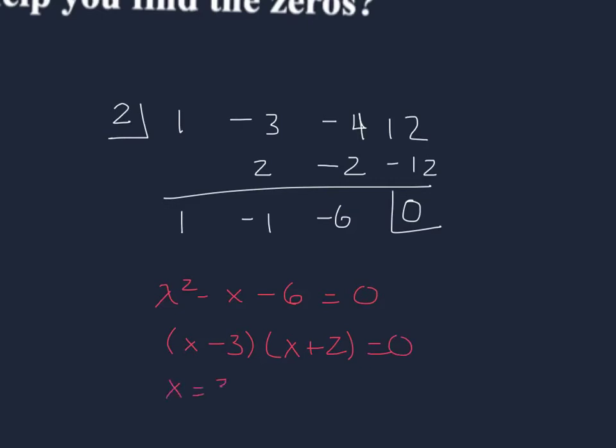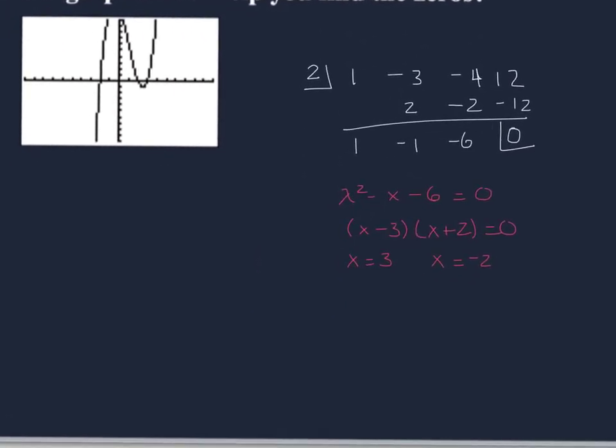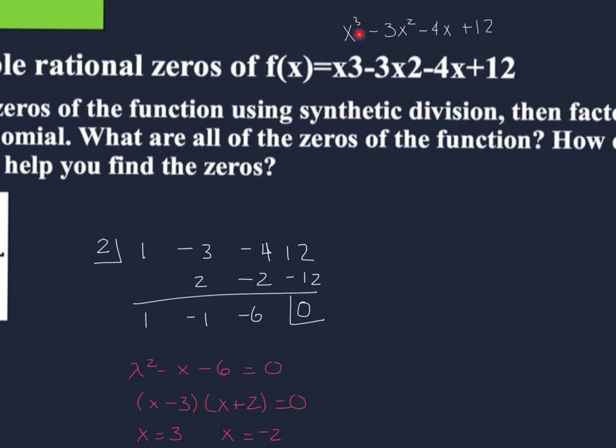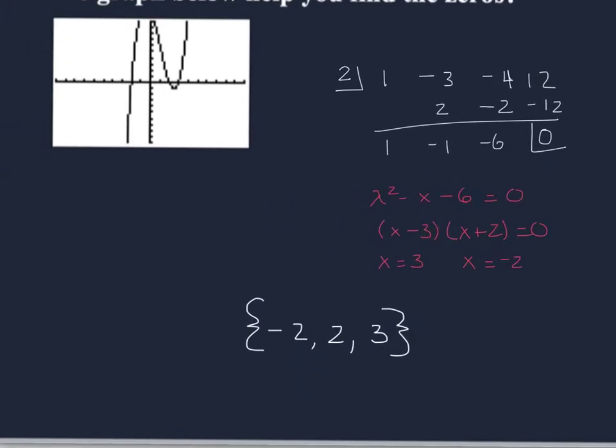And notice that this is in line with the graph that we have here. So our solutions for this are negative 2, 2, and 3. So we have 3 roots, and notice that the degree of the polynomial when we started was to the 3rd power, so I expect at least that many zeros. I do have that many zeros that are rational, and the graph helps us in starting it off.